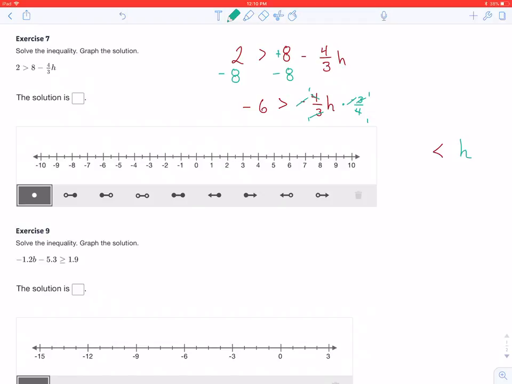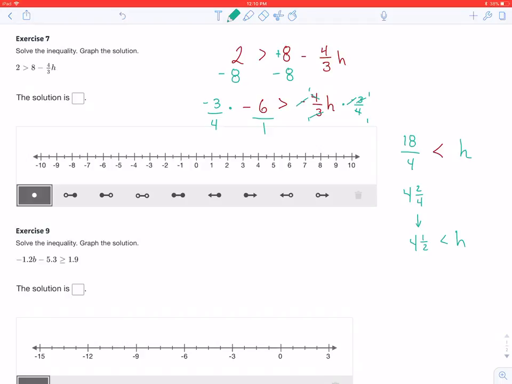And then if I multiplied the right side by negative 3 over 4, what do you think I'm going to multiply the left side by? Hopefully you said negative 3 over 4. Well, now that negative 3 times negative 6, that's going to be a positive 18. And then 4 times 1 is going to be 4. 4 goes into 18 4 times with a remainder of 2. And 2/4 can simplify, so 4.5 is less than h.